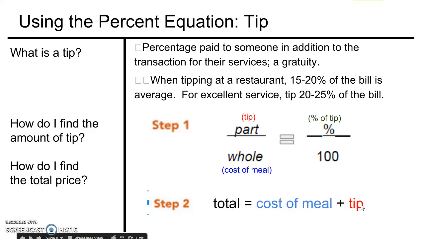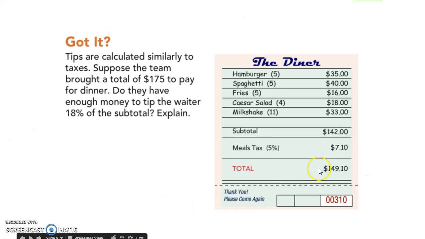So let's practice that. Here we have our total that we found just a second ago in the last example. And we want to find, do we have enough money if we have $175 to tip the waiter 18% of the subtotal? So again, that subtotal price is $142. And I want to see, can I tip 18%? So hit pause, figure out what the tip would be for 18%, and if $175 is going to be enough to cover that. When you're ready to check your work, hit play.